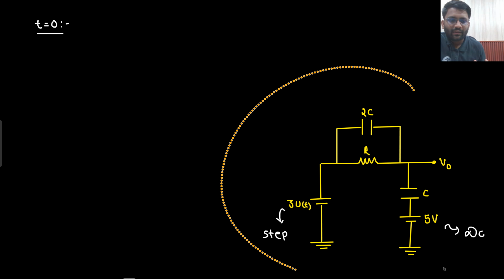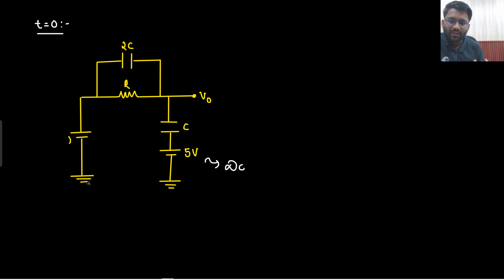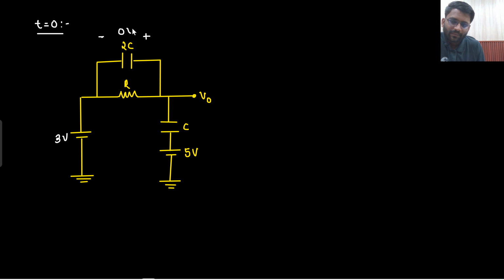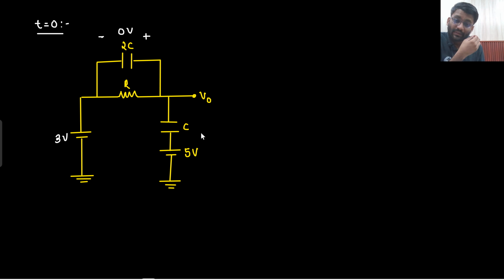At T equals 0, what will be the circuitry that we need to draw? Okay, so let's copy our circuit. Now the 3 volt is also coming into action. Right, the 3 volt is coming into action. The 5 volt was already there. Now you let me know what the initial voltages are that these capacitors are holding. So this one is holding 0 volt and this one is holding 5 volt, in this direction.